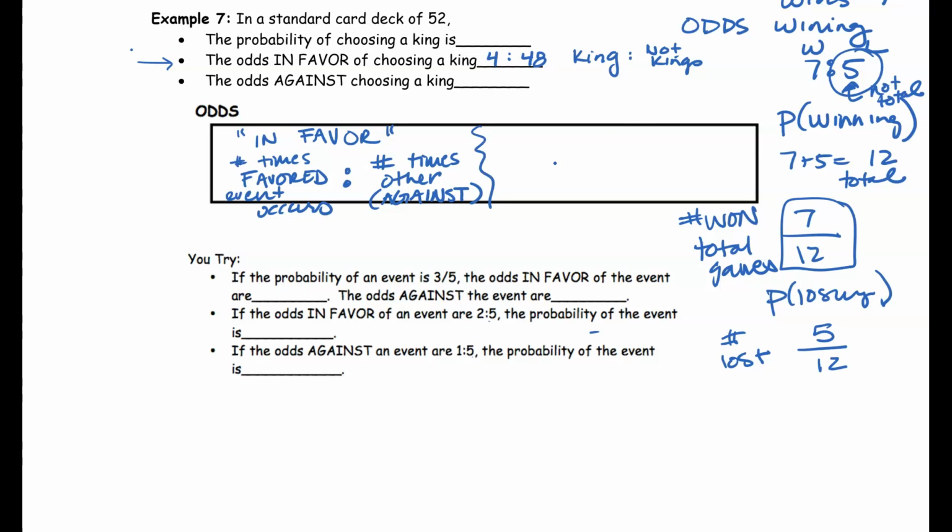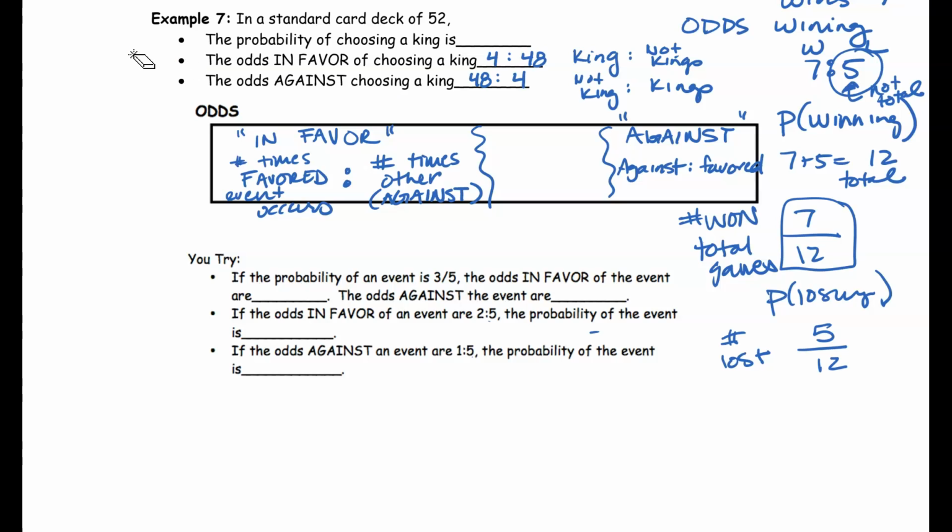So now we'll do against. If you want to do odds against, then what you're going to do is put the against number first and then the favored number second. So if it says odds against choosing a king, then you're going to do the number of cards that are not kings, so 48 first, and then the kings are going to go next. So 48 and 4. So you really have to pay attention to how the question is being asked, if it says in favor or against.